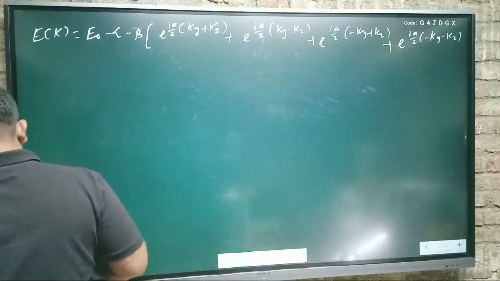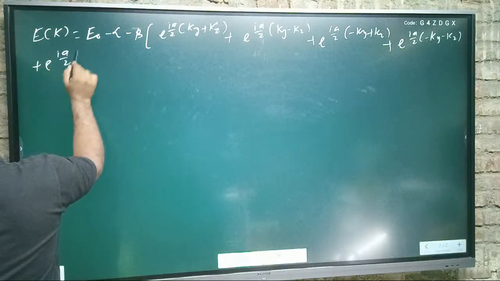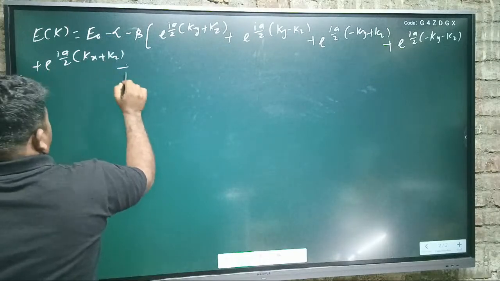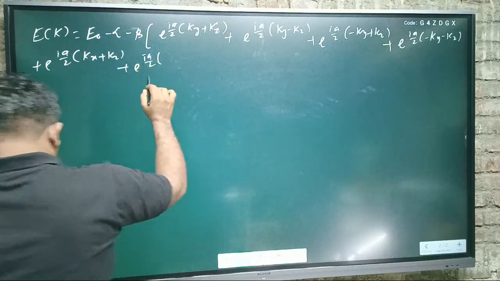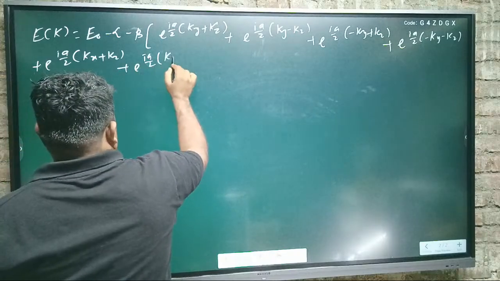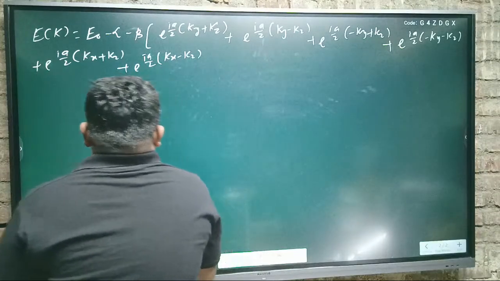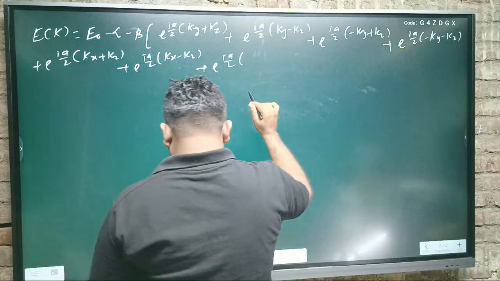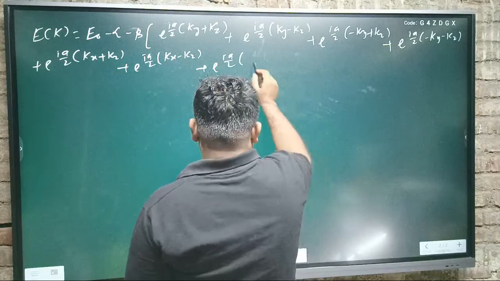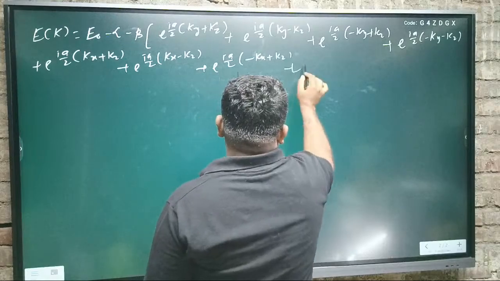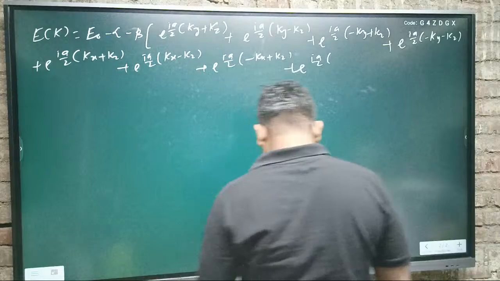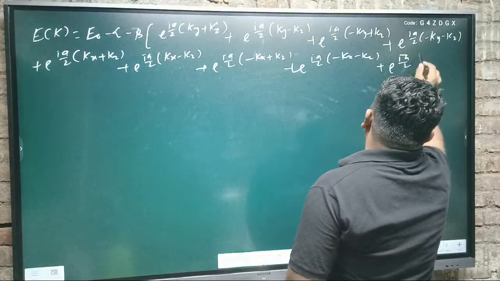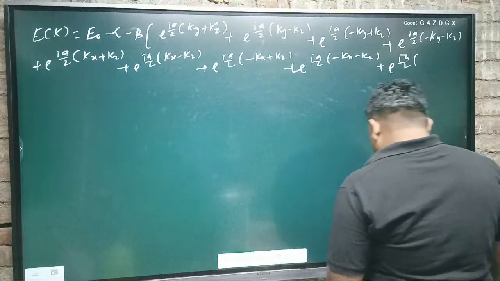Next, plus e to the power i a by 2 (kx plus kz), plus e to the power i a by 2 (kx minus kz), plus e to the power i a by 2 (minus kx plus kz), plus e to the power i a by 2 (minus kx minus kz), plus e to the power i a by 2 (kx plus ky).